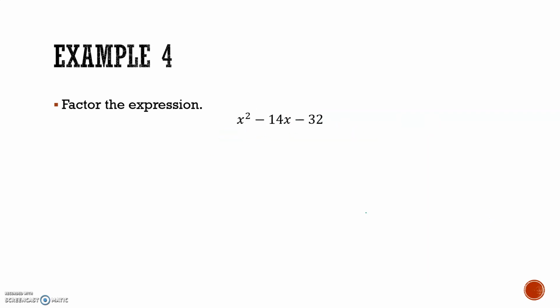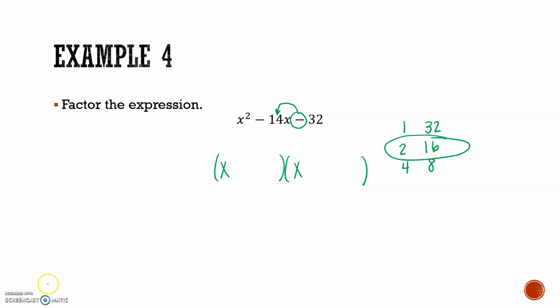All right, let's look at this one here. First step is to do what? 2 sets of parentheses. And then what? Split up the x's. Now, I need two numbers that multiply to 32, but this time they have to subtract to 14. So I'm going to have 1 and 32. I could have 2 and 16, 4 and 8, and I think that'll do it. So which of those subtract to 14? There it is, 2 and 16.